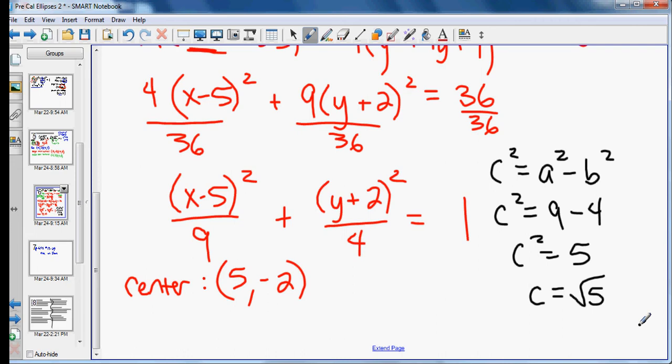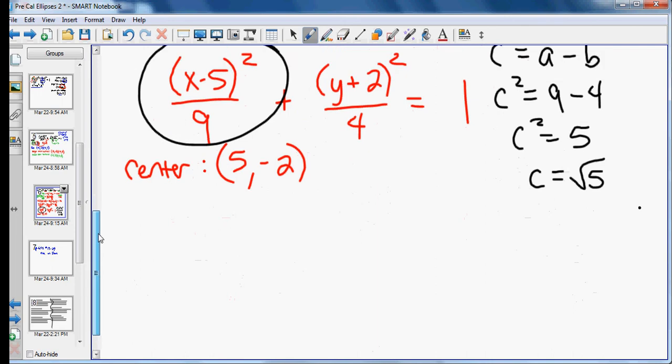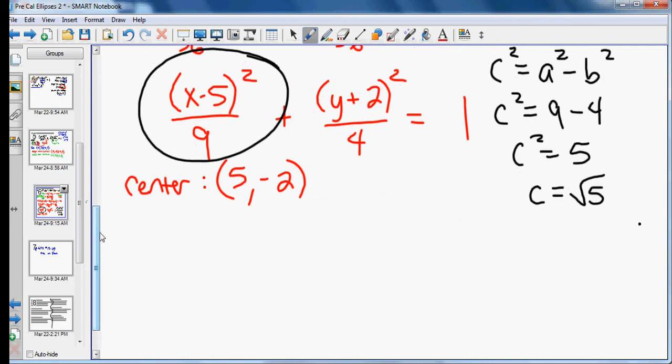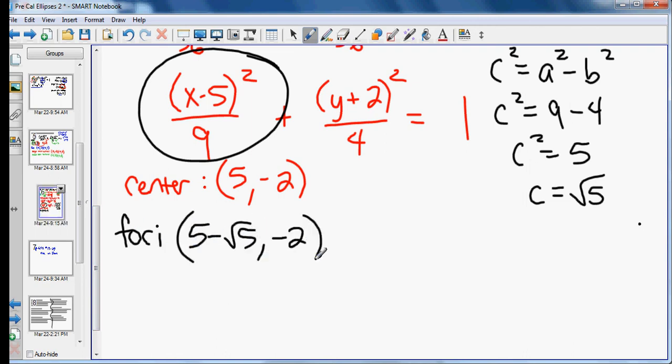Okay, now for the major axis vertices, we'll need to use this right here. This is a squared. So 9 is a squared, so that makes a equal to 3. And you can see it's paired up with the x, so I'll add and subtract that to the x value of the center. So the major axis vertices, I will subtract 3 from that 5, and I will do 5 plus 3 and get my two major axis vertices.